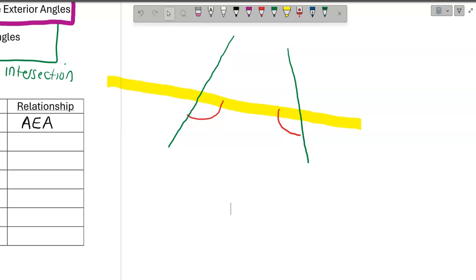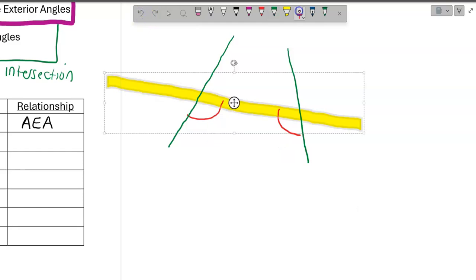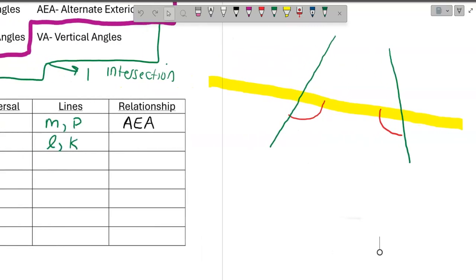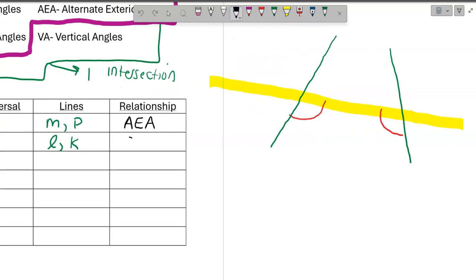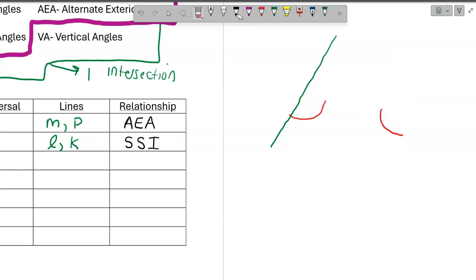What I am seeing are 2 angles who are located on the same side of my transversal. And on top of that, they are located in between, in the middle of these two lines, which would make them interior angles. So it looks to me that these would be considered same side interior angles.